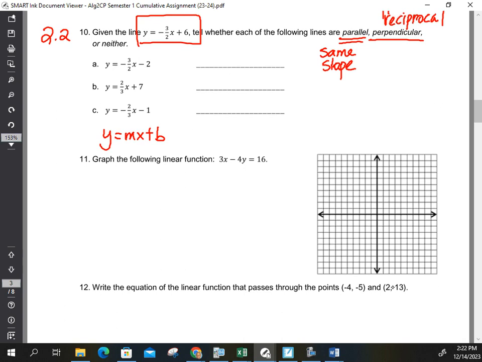Problem 11, 2.3 situation. Take that equation, put it back into y equals mx plus b format. Once you do that, put the y-intercept on the graph first, and then use the slope to plot more points. So that's a section 2.3 situation.